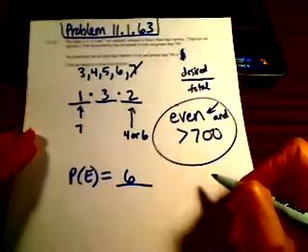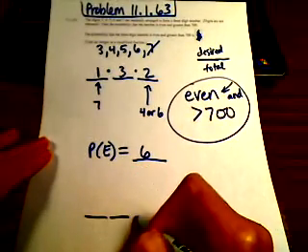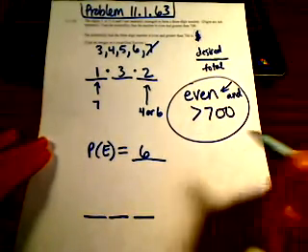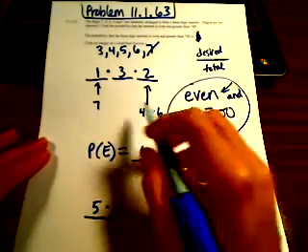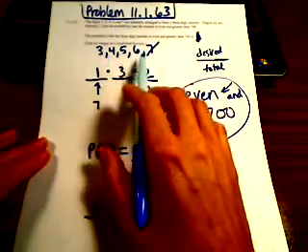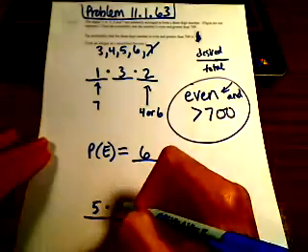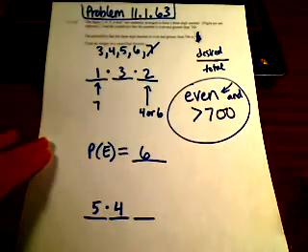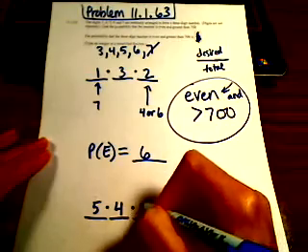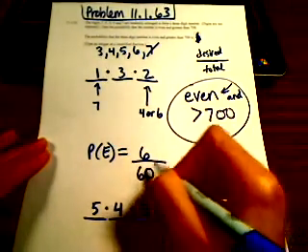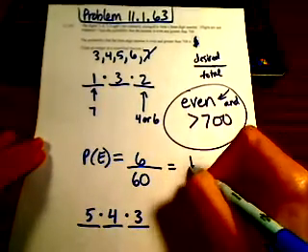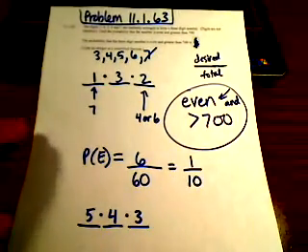Well, if you think about it, if you just have a 3-digit number, and remember that we're not repeating, I have 5 choices here for this first slot. You can choose any of these 5 numbers, 3, 4, 5, 6, and 7. I have 4 choices here for this next slot, and I have 3 choices here for the last slot. So that's 20 times 3 is 60, so when you reduce this, you get 1/10.